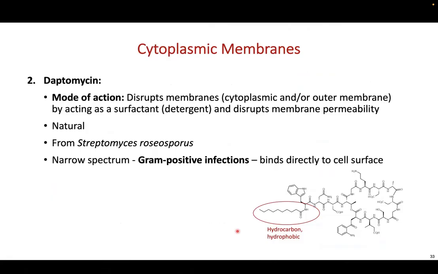Then we have the second class, which is daptomycin, and the mode of action is to disrupt the membrane by acting as a surfactant, basically doing the same thing as we discussed earlier. This was discovered from a Streptomyces species, and it also has a narrow spectrum. Remember, the first one we discussed was targeting gram-negative. This time around, this class is targeting mostly gram-positive infections, and it binds directly to the cell membrane.